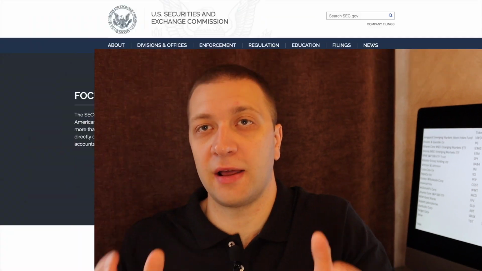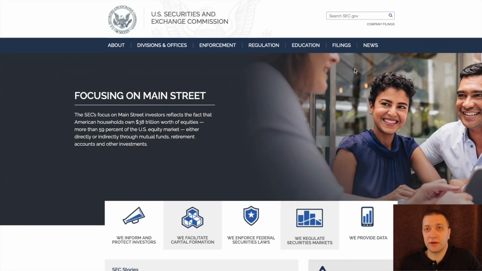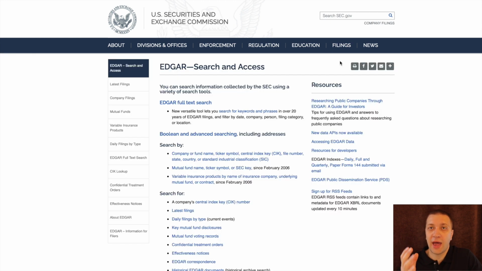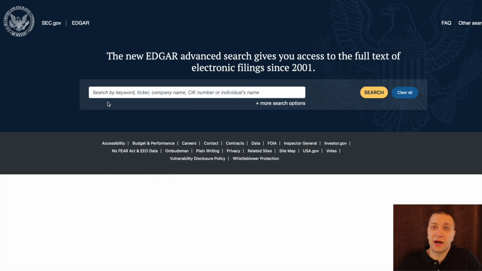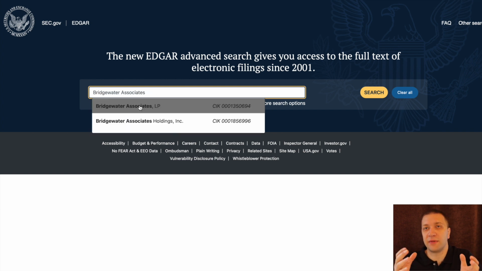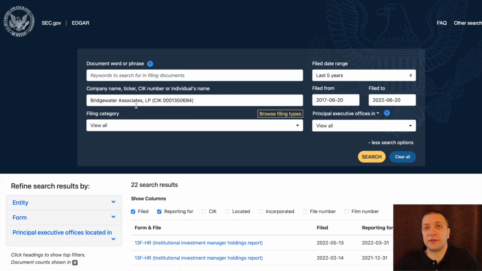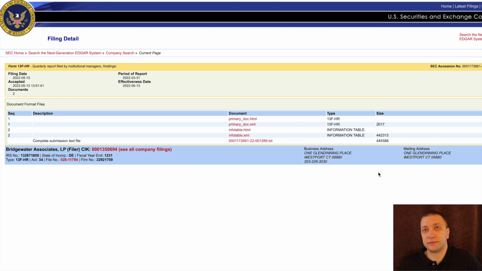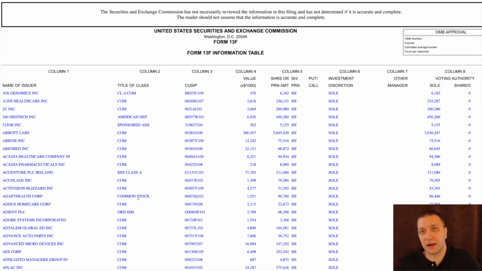Okay, how to find the filings? We go to SEC.gov, we press on filings, EDGAR search, and we type in the name of the fund, which you have to know in advance. So for example, for Warren Buffett, this is Berkshire Hathaway. For Terry Smith, this is Fundsmith. For Ray Dalio, this is Bridgewater Associates. So you type in the name of the fund, you press on the 13F filings, and you open the table. So here are the exact filings.